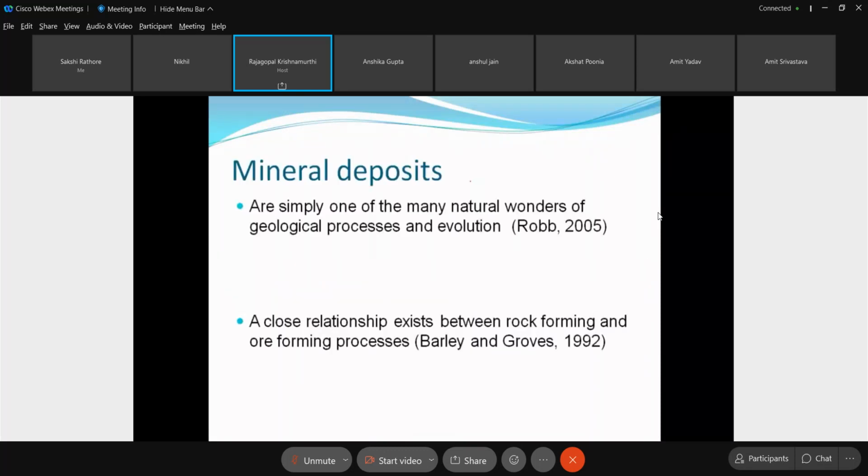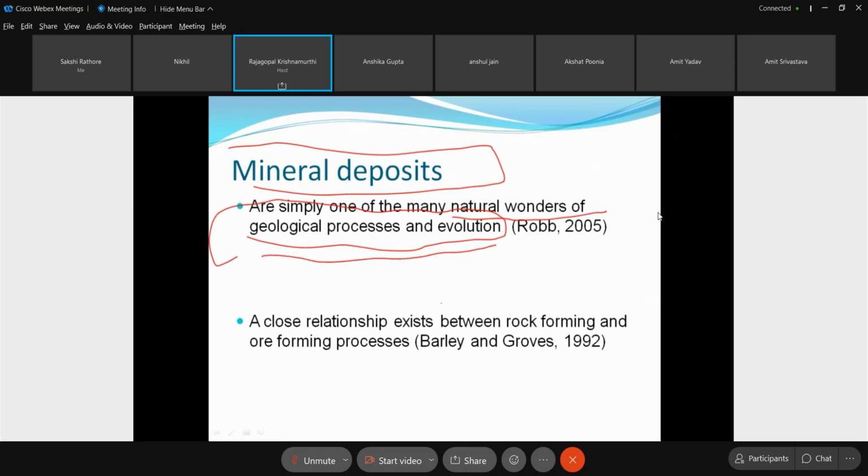Of course, we will study about ores slowly. Then we will study about mineral deposits. As I told you, the mineral deposit is nothing but one of the natural wonders of the geological process. So we have to study geological process evolution. If you want to understand mineral deposits, you have to study the geological process. A close relation exists between the rock forming minerals and ore forming process. Ore is nothing but metallic. So that means rock forming processes are very important. Don't think that they are just rocks. They are very important.